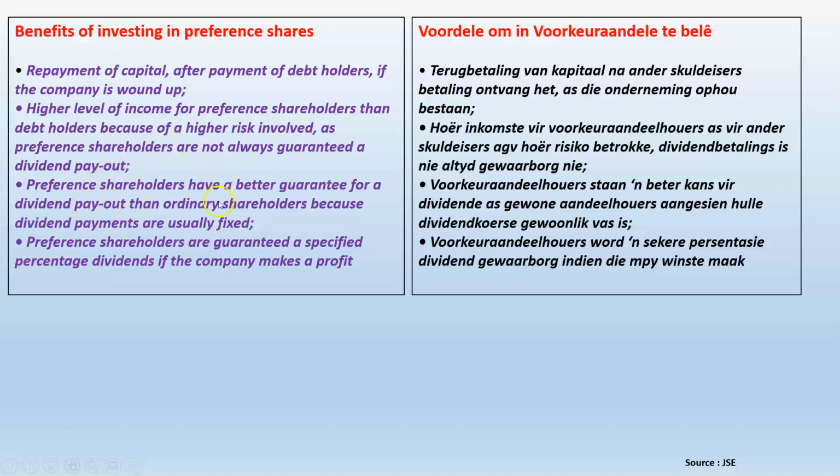entity, before the ordinary shareholders. The negative of this is they are only going to get this fixed rate that is attached to the shares that they have, where there is no limitation on the dividends that the ordinary shareholder can earn on the shares that they have invested in the company.